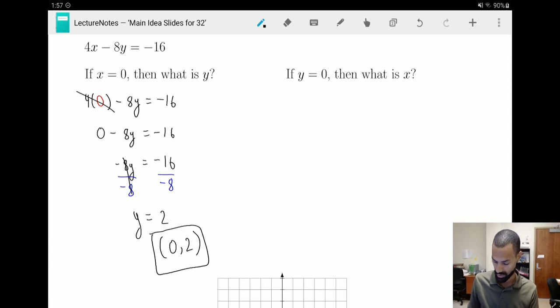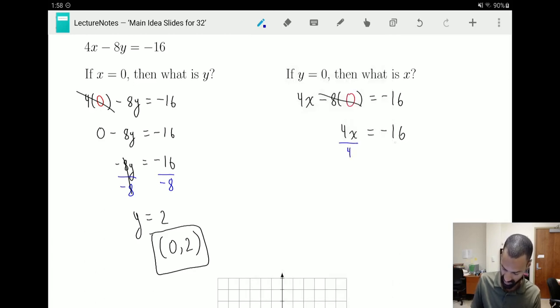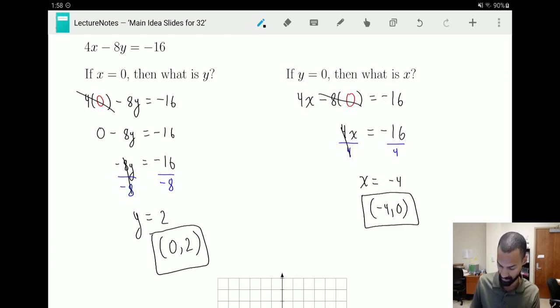Okay? What about when y is 0? Okay, so we'll rewrite the equation, except this time we'll change out y and substitute in a 0 for y. Like I said, whenever you have a 0 multiplied times a term, you can just scratch that whole term out. This becomes 4 times x equals negative 16. Divide both sides by 4. And that'll give me negative 4. So if y is 0, x is negative 4. Or you could say when x is negative 4, y is 0.